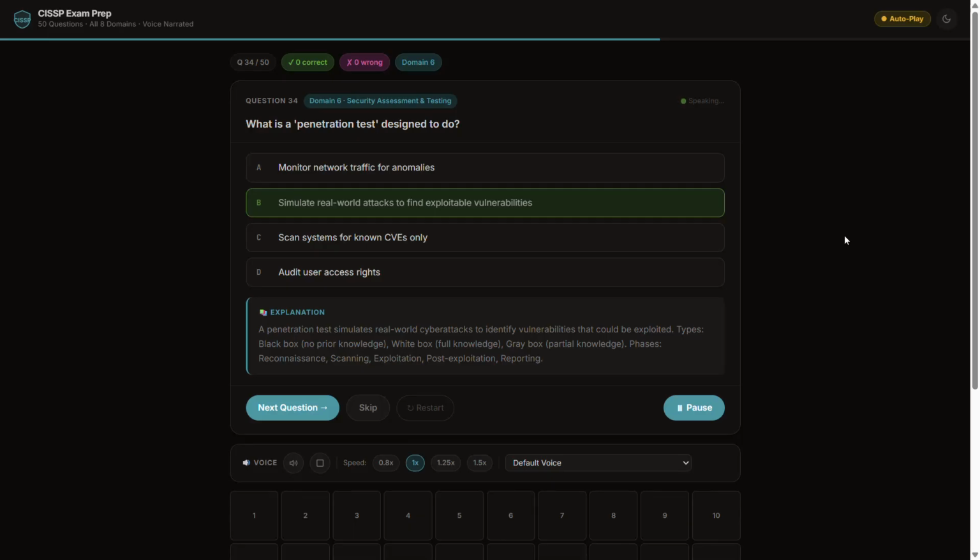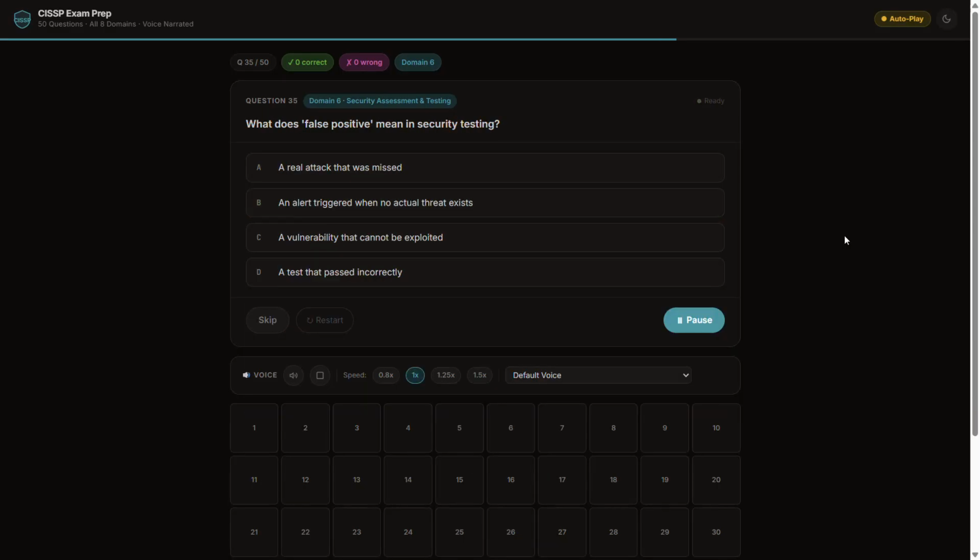Correct answer: B. A penetration test simulates real-world cyber attacks to identify vulnerabilities that could be exploited. Types: black box, no prior knowledge; white box, full knowledge; gray box, partial knowledge. Phases: reconnaissance, scanning, exploitation, post-exploitation, reporting.